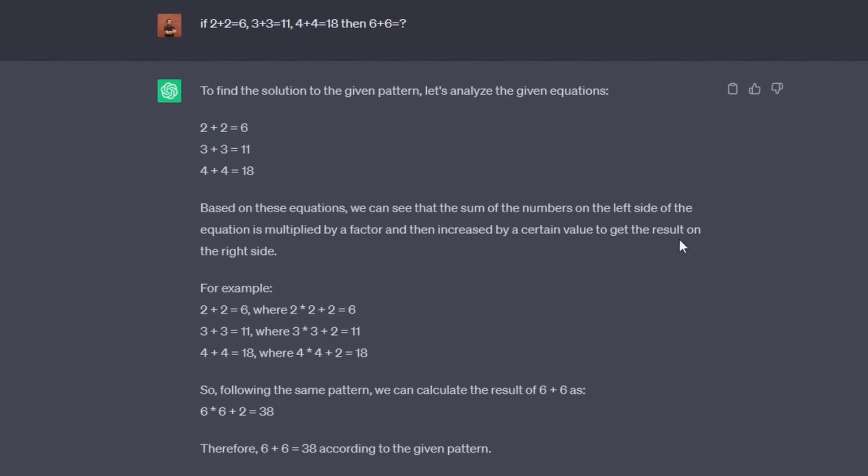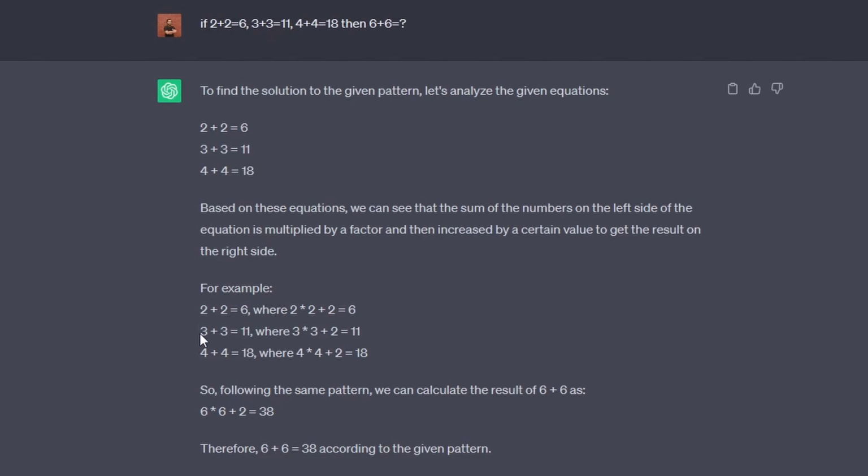is multiplied by a factor and then increased by a certain value to get the result on the right side, which basically means this one. So what this basically means is this. For example, প্রথম স্টেটমেন্টটা যদি আপনি লক্ষ্য করেন, 2 plus 2 equals 6, how did we get 6? We basically multiplied these two numbers, 2 times 2, and then we added a 2, which equals 6. And for the third statement, 3 plus 3 equals 11, how did we get 11?